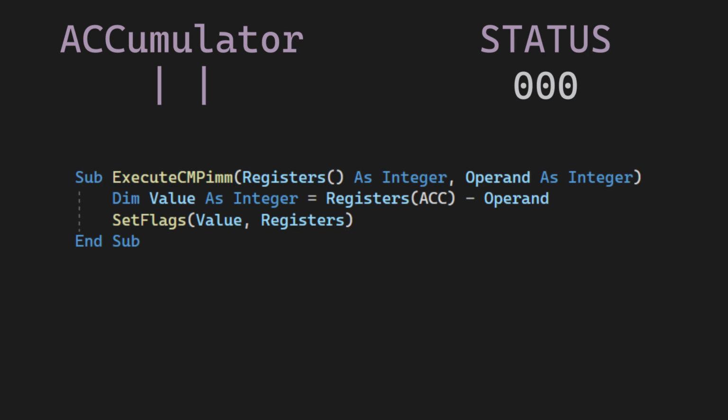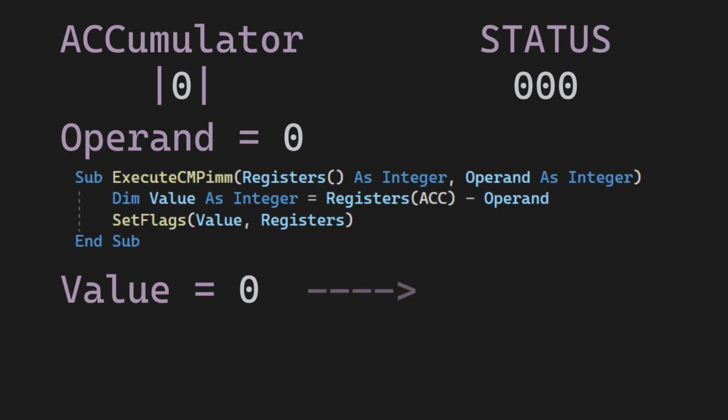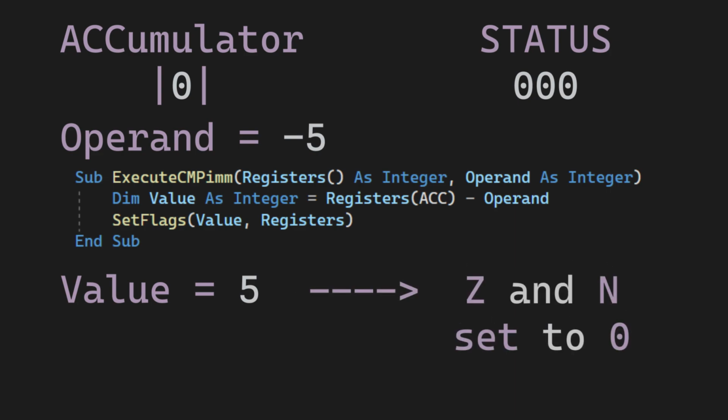This is how it looks in code. First we create a variable called value. We assign value the difference of the accumulator and the operand. What this means is that if the accumulator and operand are equally matched, the value variable will be 0, meaning Z will be 1. If the accumulator is less than the operand, the value variable will be negative, making N 1, leaving, if the accumulator is greater than the operand, the value will be positive and greater than 0, making both Z and N 0.